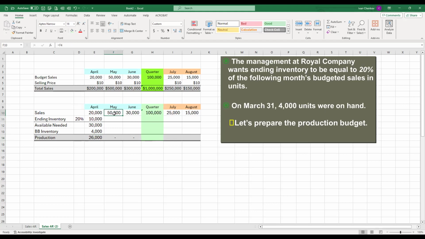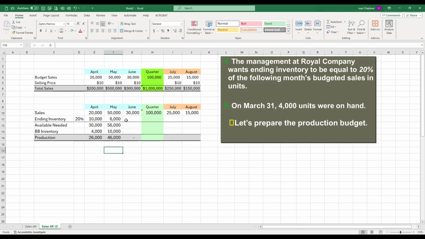In May, I'm selling 50,000, correct? Yeah, you're selling 50,000. But I want to have 20% of the June sales. June sales are 30,000, times 20% is 6,000. So in total, how many do I need? 56,000. But I already have the 10,000. So how many? 46,000.